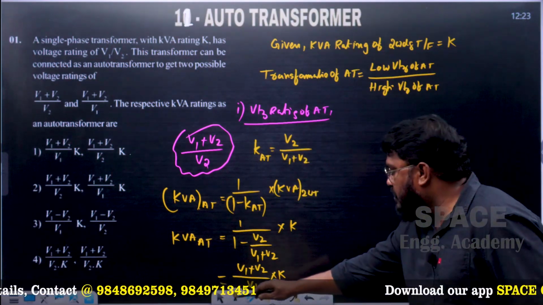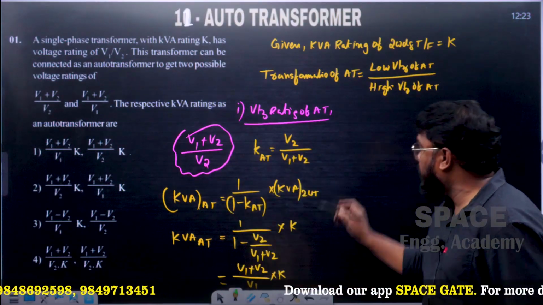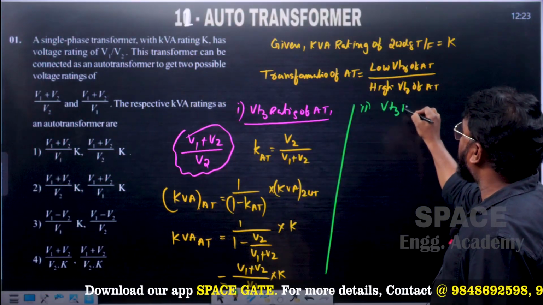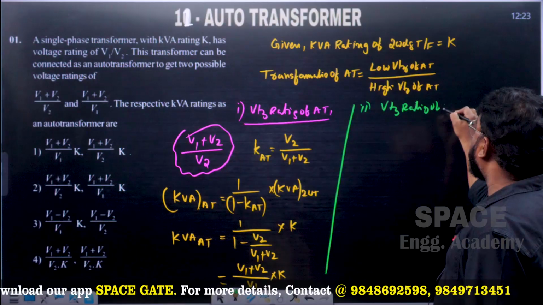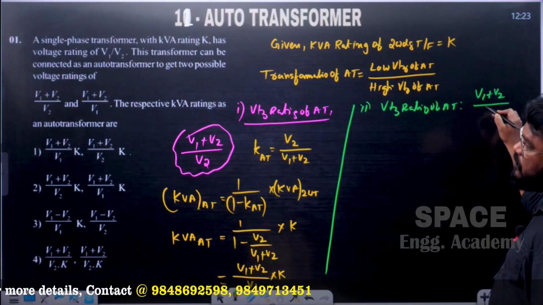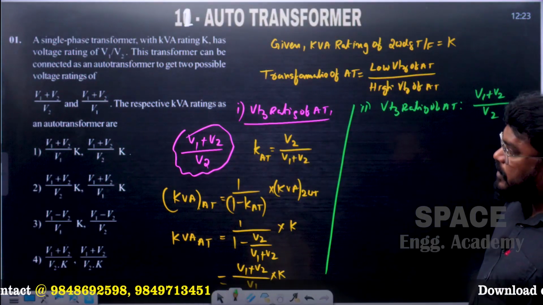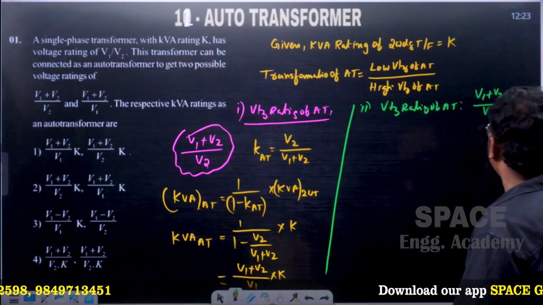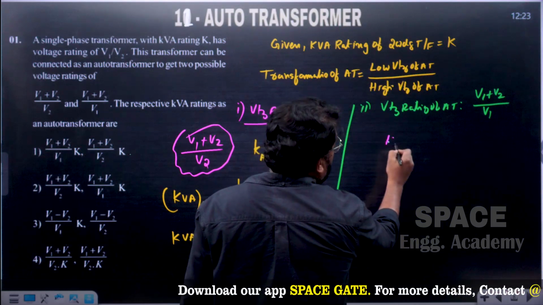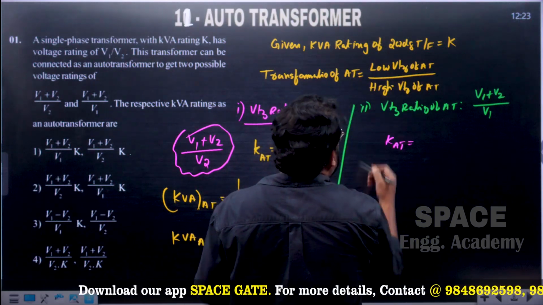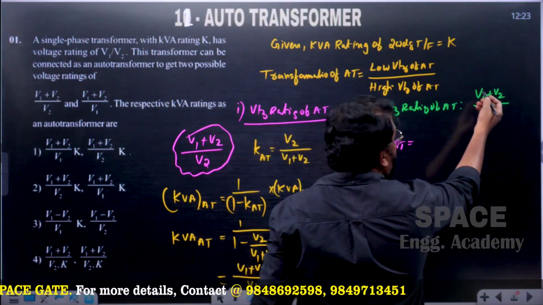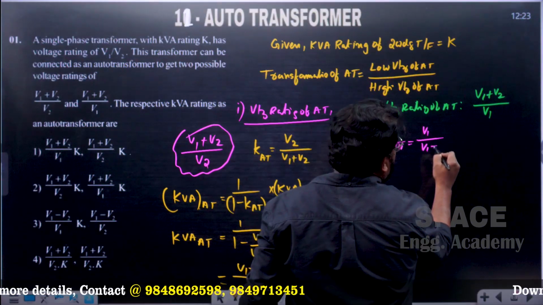Next, let us calculate the second case also. It is given that the voltage rating of the auto transformer is V1 plus V2, and V1 is given. From here we can get the transformation ratio of the auto transformer, which is the low voltage of the auto transformer divided by the high voltage. Low voltage means V1, divided by V1 plus V2.